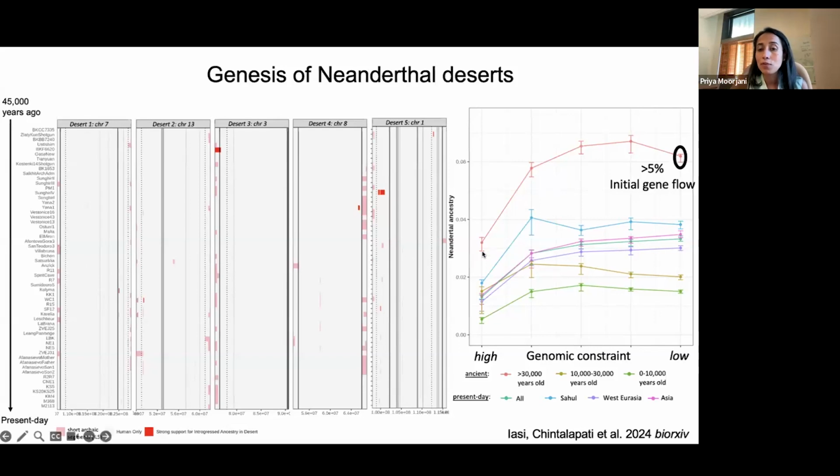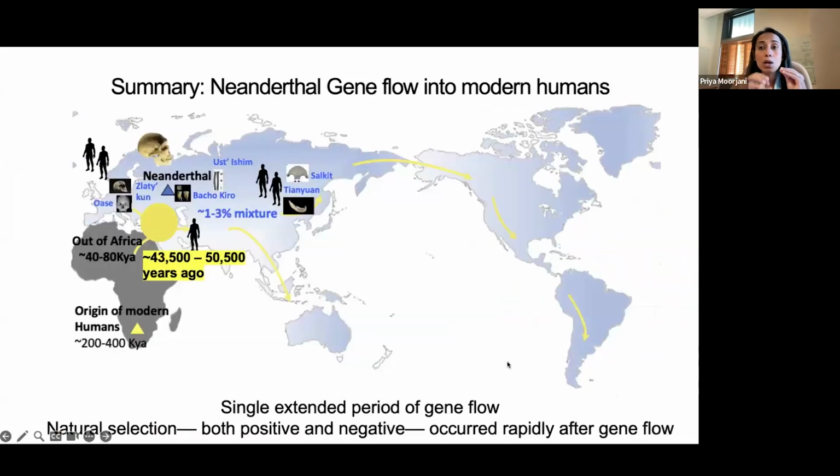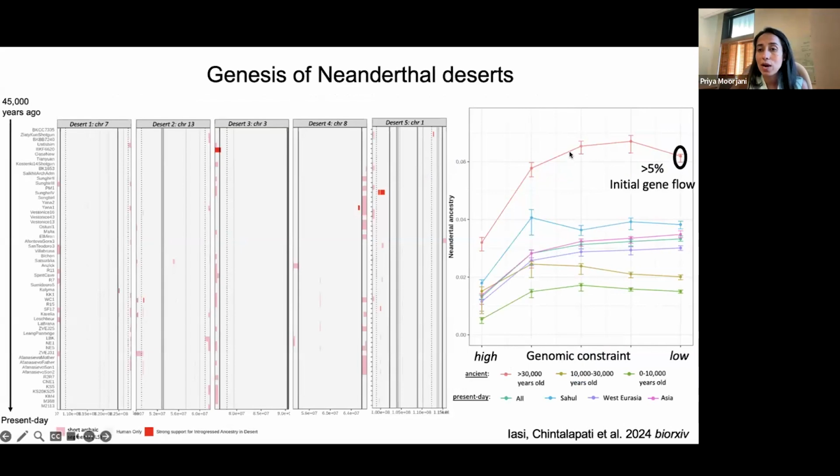But if you look at ancient DNA samples, especially close to the gene flow event, what you find is that initially there was about 2.5% ancestry in our coding regions. But if you go away from these constrained regions, what you find is there was much higher, almost 5% of Neanderthal ancestry. This might suggest that the initial mixture was much higher, more than 5%, and today what is left is just 1.5%.